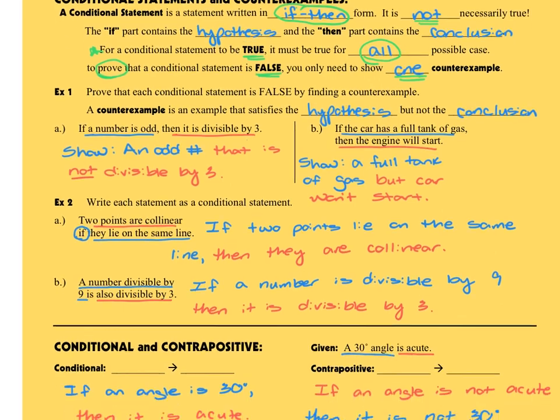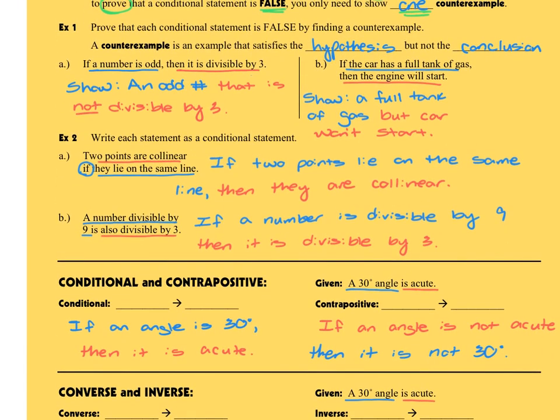So let's take a look here. We want to prove that these statements are false by finding a counterexample, all right? A counterexample is any example that will satisfy the hypothesis but not the conclusion. So the two statements that I'm giving here in A and B, I'm telling you are false. Now, we want to prove it.